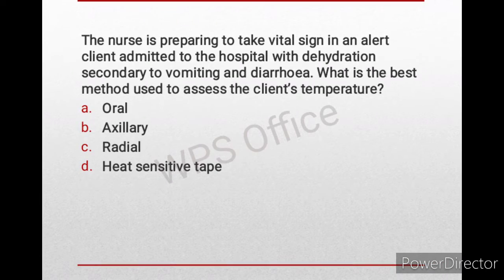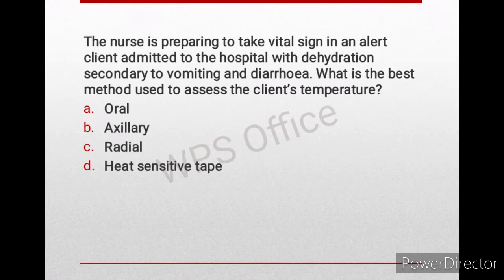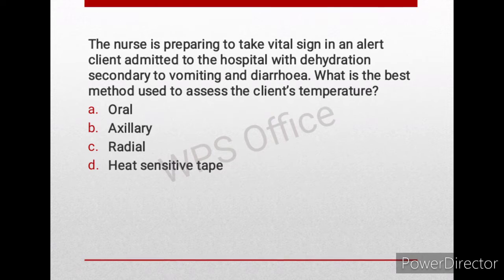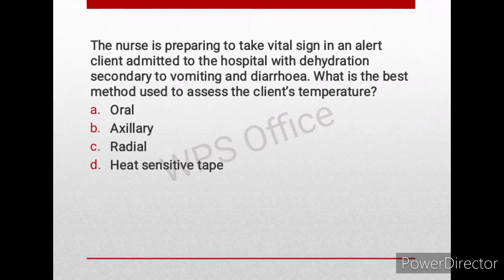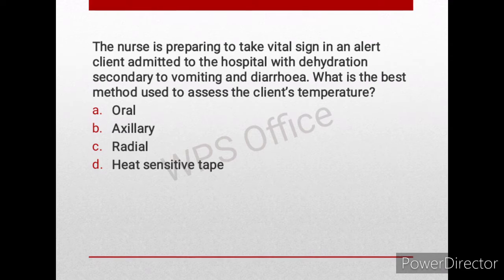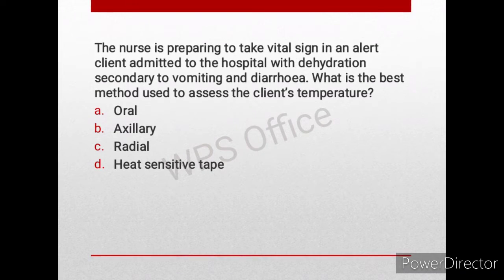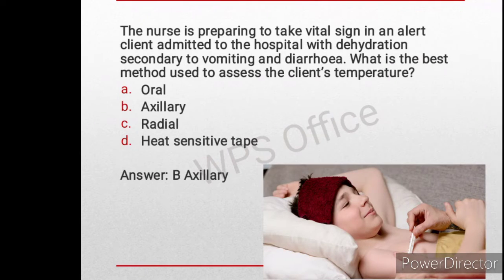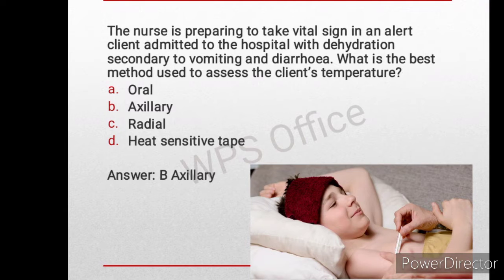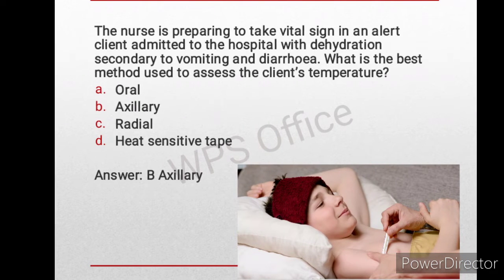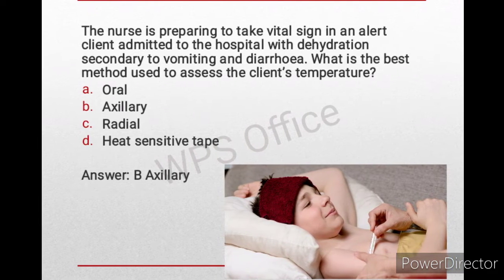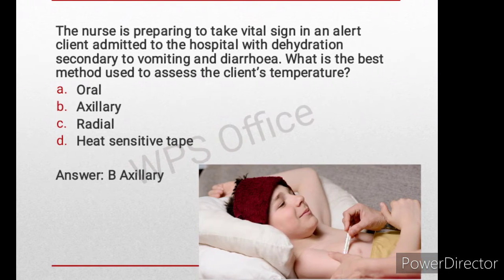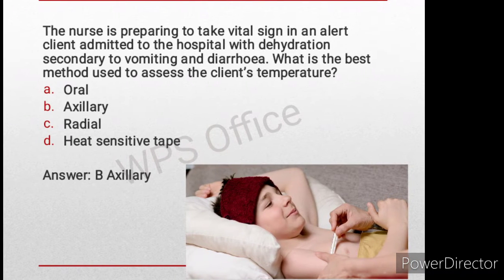Next question is, the nurse is preparing to take vital signs in an alert client admitted to the hospital with dehydration secondary to vomiting and diarrhea. What is the best method used to assess the client's temperature? Option A is oral, B is axillary, C radial, and D heat-sensitive tape. So here the correct answer will be axillary, because the person is having vomiting. Radial and heat-sensitive tape are not used for taking the temperature. So here the correct answer will be axillary.